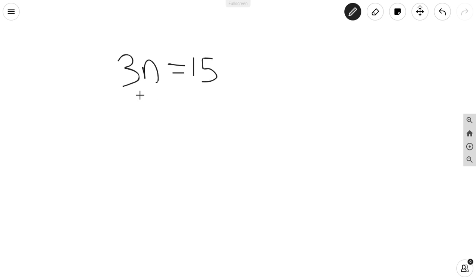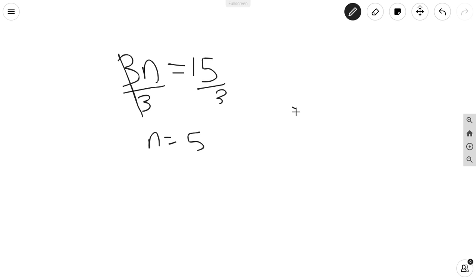So in order to isolate the variable here, I need to divide. Divide by 3 and divide by 3. So this will cancel out. 15 divided by 3 is 5, so n equals 5.